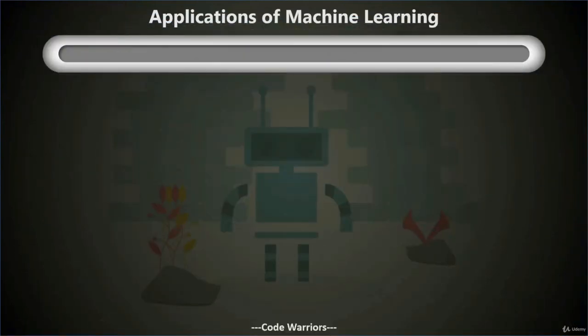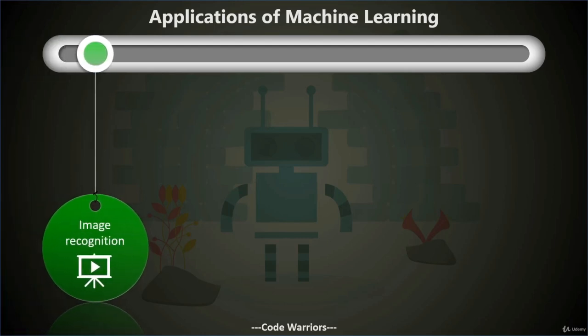Then the next topic is where ML is used, where we are using machine learning. What are the applications of machine learning? The first application we are going to discuss is image recognition. What is the meaning of image recognition?